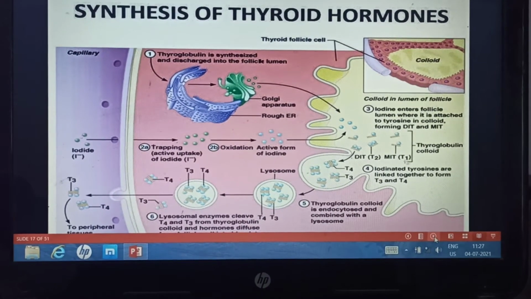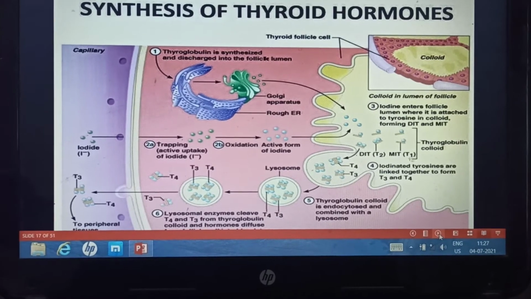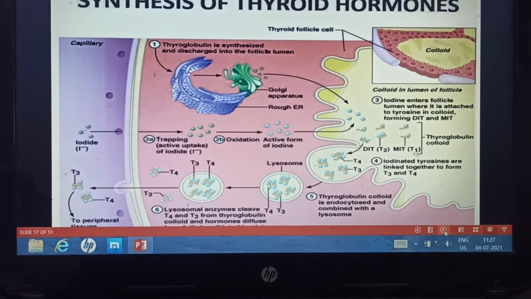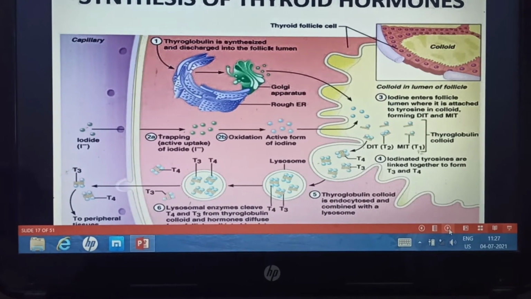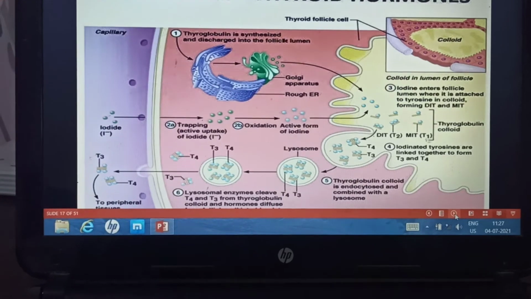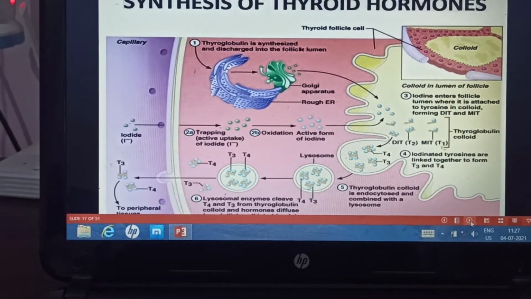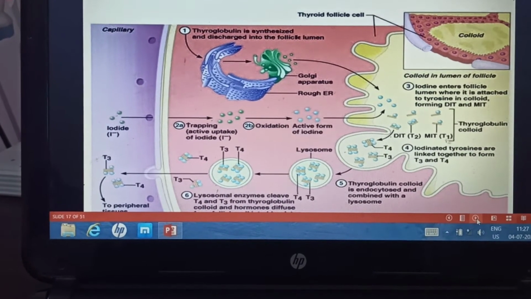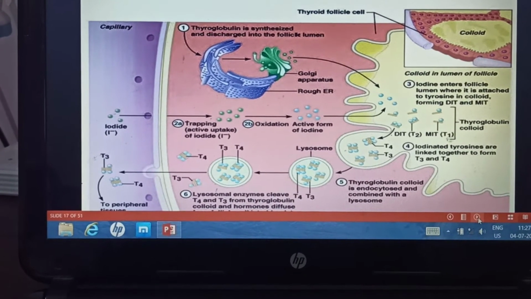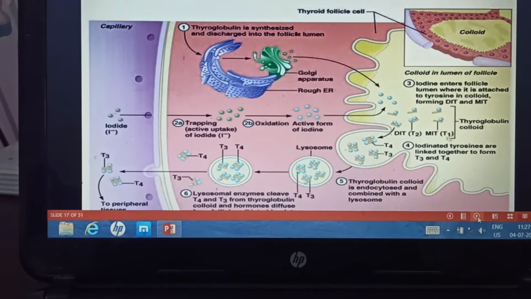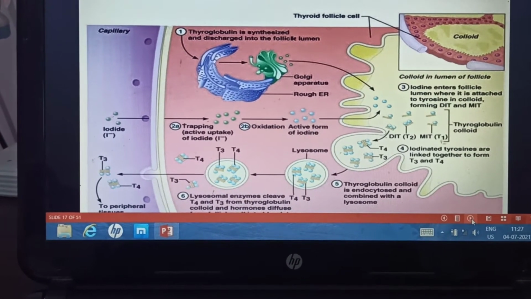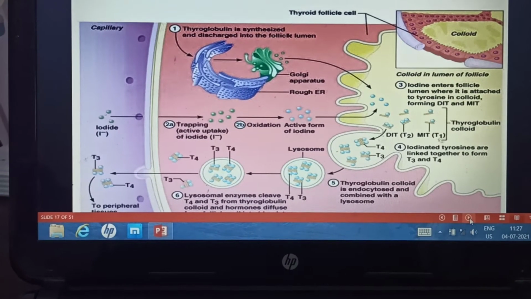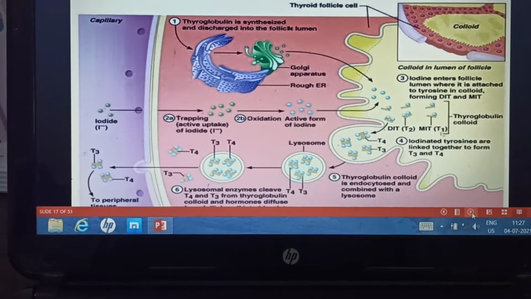So the lysosomal enzymes in the lysosome cause proteolysis of the T4 and T3 from the thyroglobulin colloid, and the hormone is set free inside the cytoplasm of the follicular cell. T3 and T4 are released from the bound thyroglobulin colloid by the lysosomal enzymes, which cause cleavage and proteolysis. T3 and T4 are set free into the cytoplasm. This endocytosis and proteolysis is regulated under the influence of the TSH hormone, that is thyroid stimulating hormone.